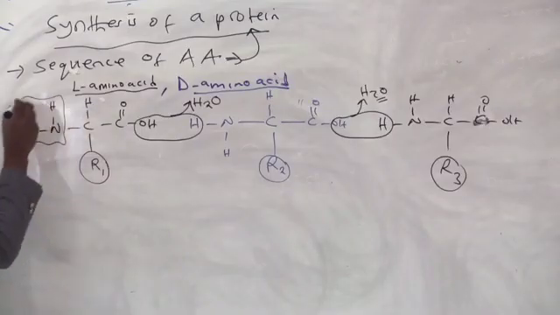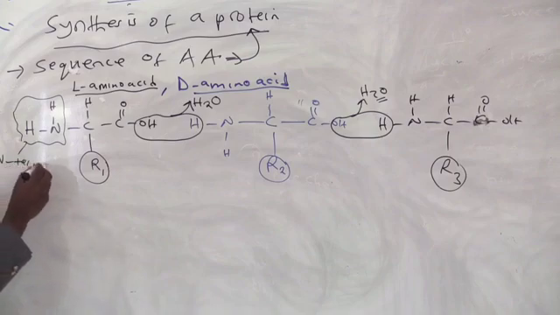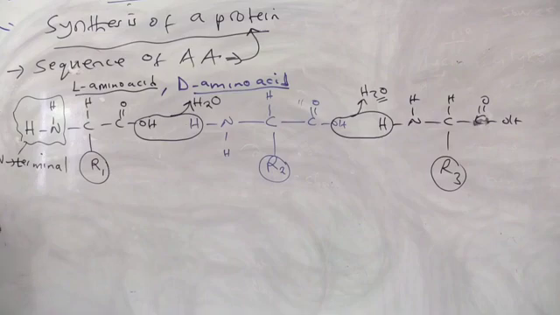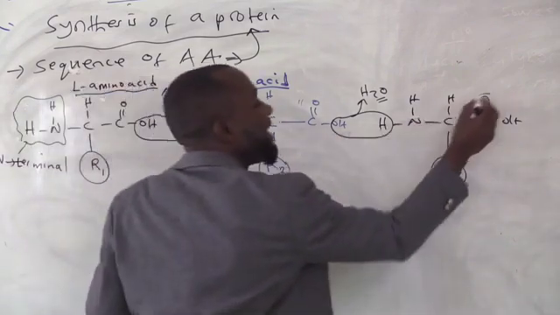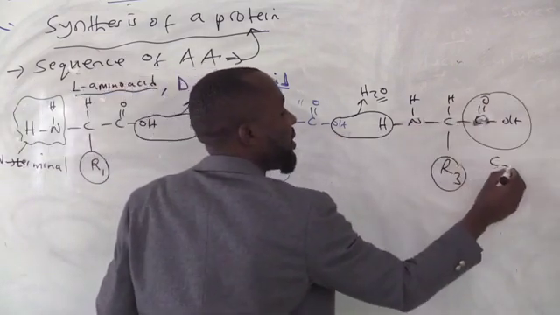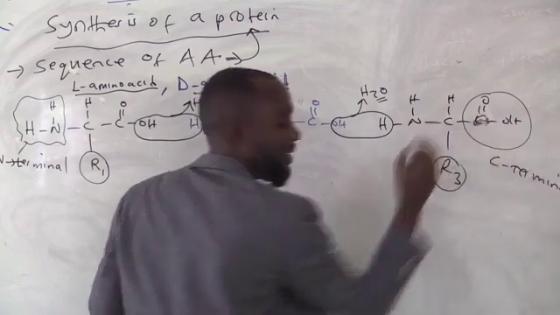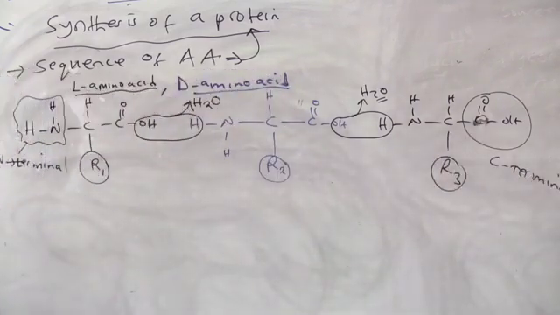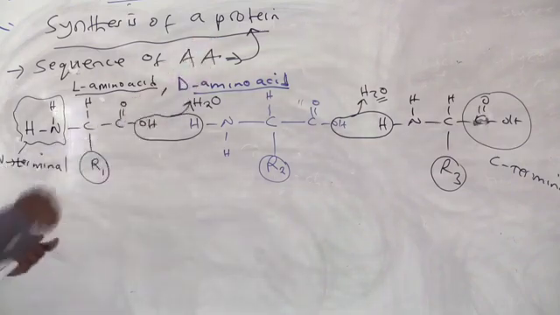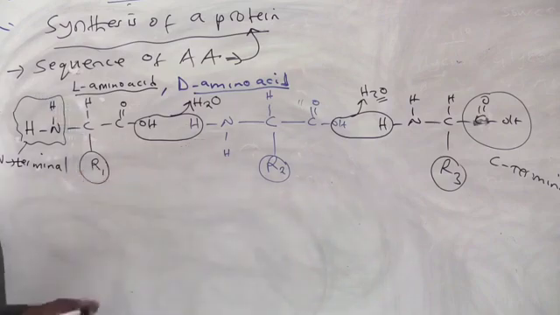The start is always the amino group, and we call this the N-terminal when we are doing the sequencing of proteins. And it always ends with a carboxyl group, so the end is called the C-terminal. So remember, in the synthesis of proteins, a polypeptide, amino acids bond to each other.